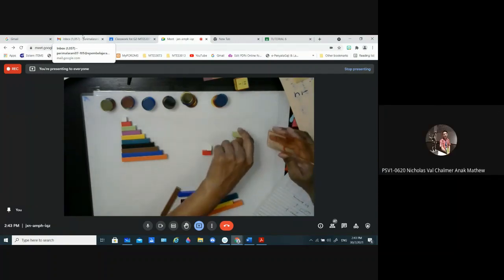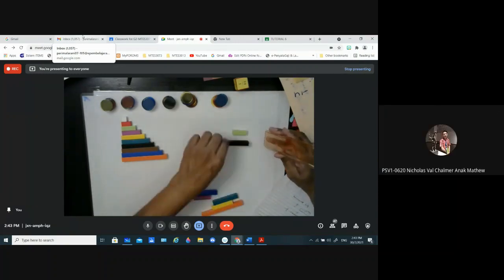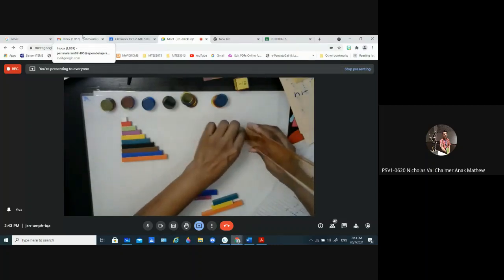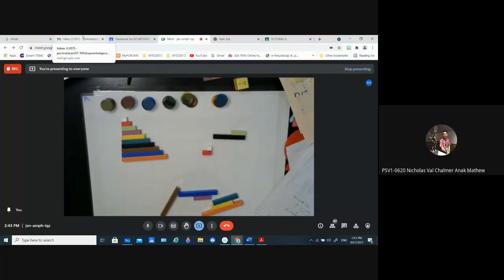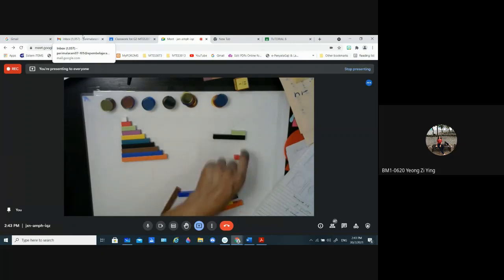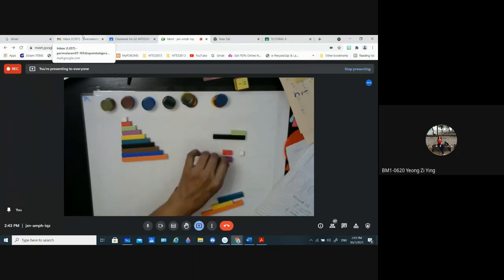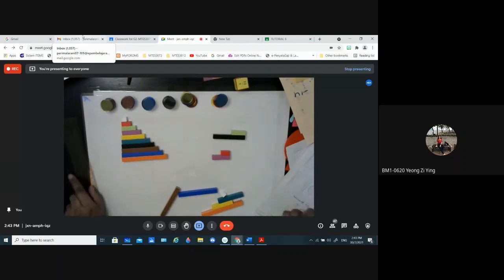So how about this? Okay, how about that? 3/7, correct. This one? 2/4. Yes. Okay, so these are Cuisenaire rods that we can use to teach children to represent fractions.